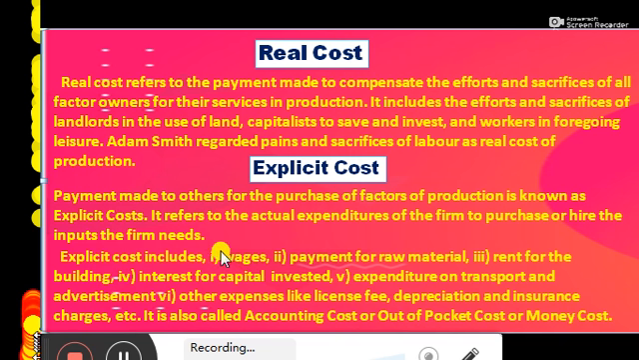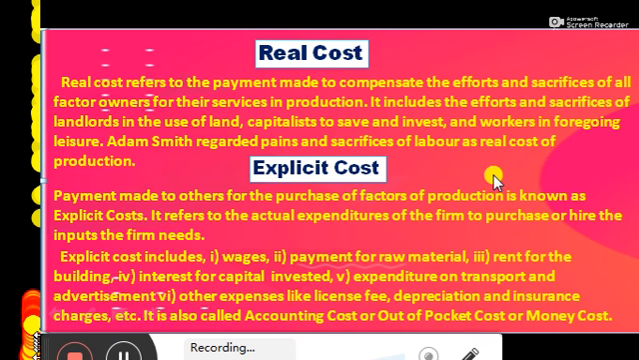Explicit cost includes, for example, wage payment for raw materials, rent for the building, interest for capital invested, expenditure on transport and advertisement, and other expenses like license fees, depreciation and insurance charges, etc. These come under explicit cost, which is also called accounting cost, out of pocket cost or money cost. Okay, good. A 2 mark question may be asked.